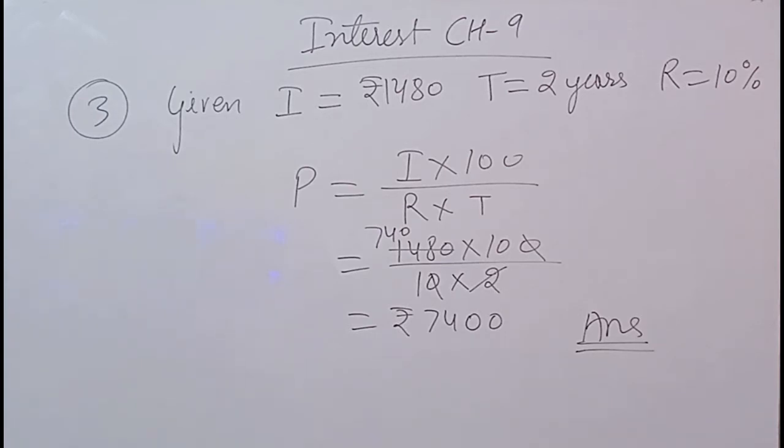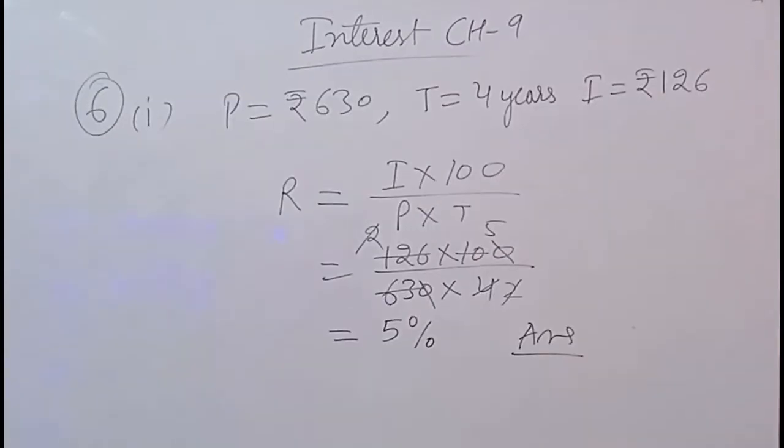So put the values: 1480 into 100 upon 10 into 2. Zero cancels with zero, and 1480 divided by 2 gives 740. 740 into 10 is rupees 7400. So the principal will be rupees 7400. In that manner, you can do question number 3.